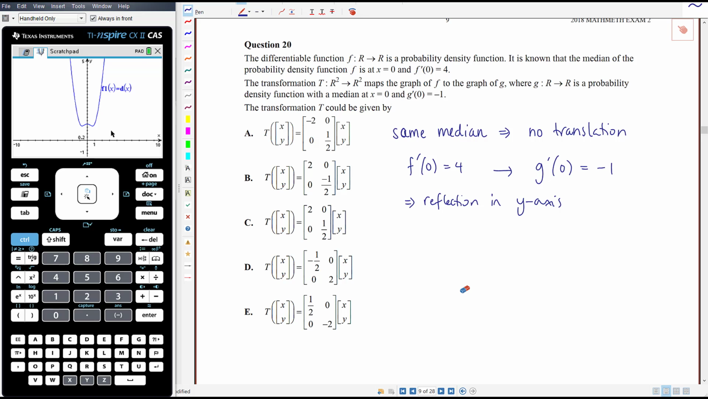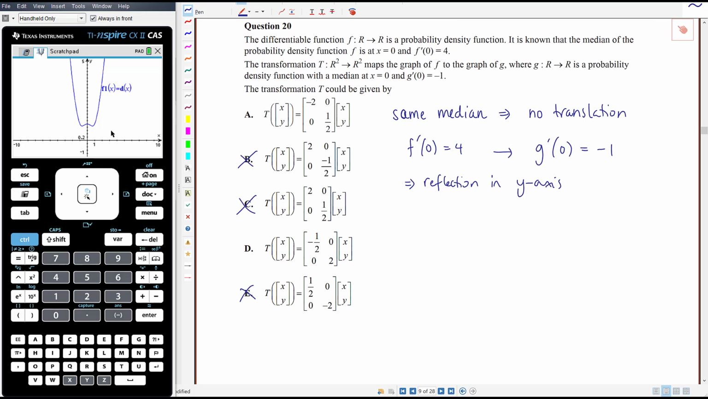So we definitely have a reflection in the y-axis, which means the x coordinates have to get multiplied by a negative. So that doesn't happen in B, that doesn't happen in C, and that doesn't happen in E. Okay, so then we've got two options here. So if we think about what happens with gradient, gradient is sort of change in y over change in x, right?